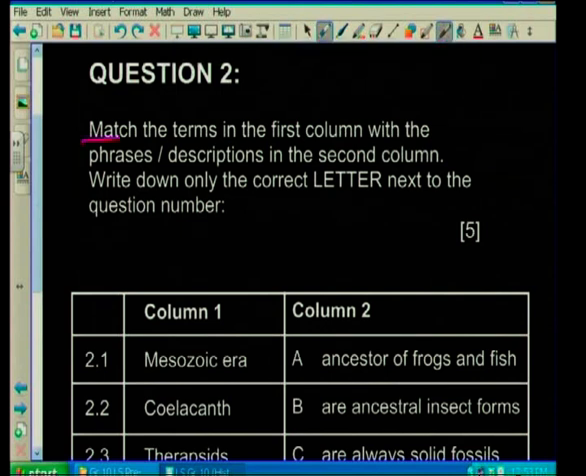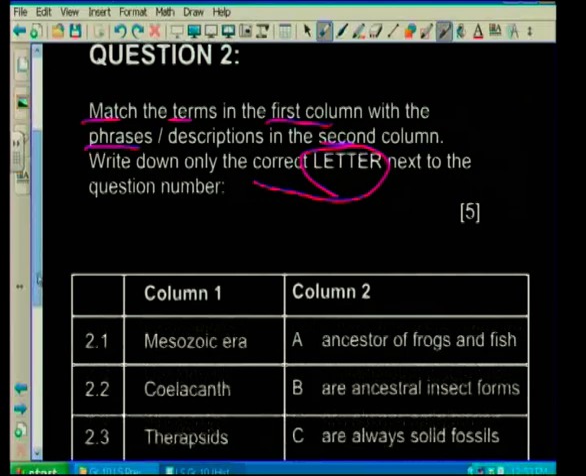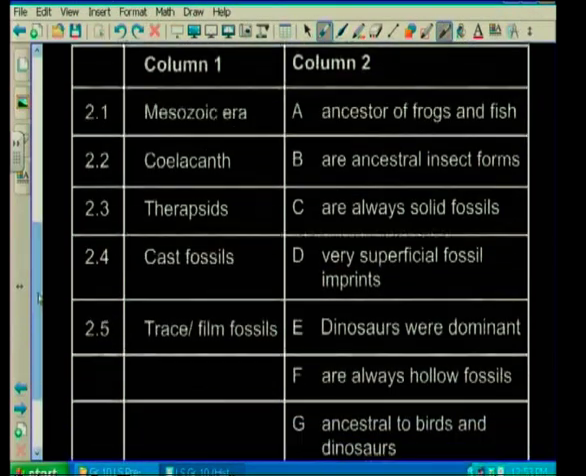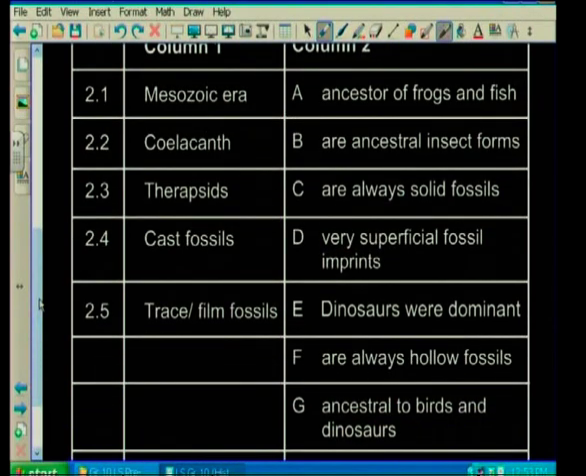Right, match the terms in the first column with the phrases in the second column and write down only the correct letter next to the question number. So now, learners, remember, when you're dealing with a matching column, always try to organize the right answers on your question paper before you actually write down the answers on your answer script. In this way, you will be confident of your answers and you do not put the wrong answer in.